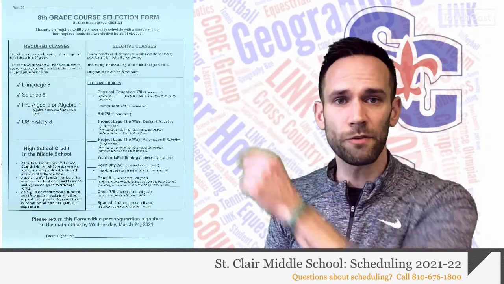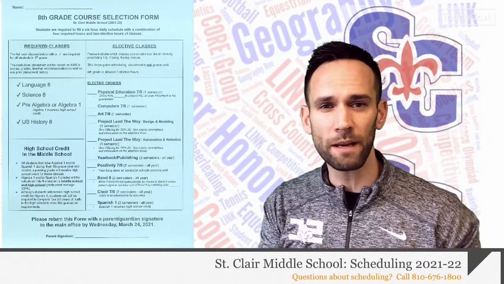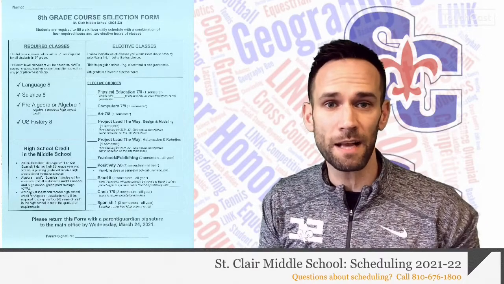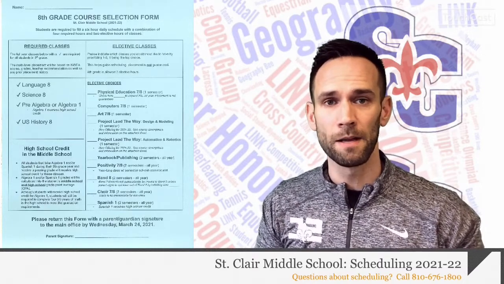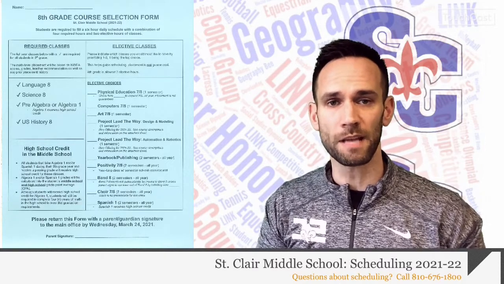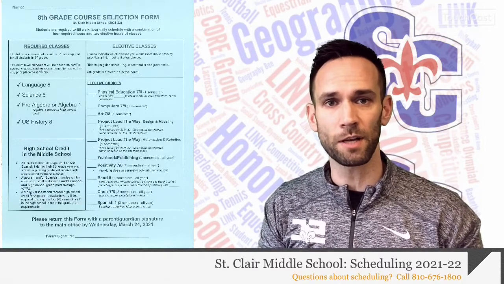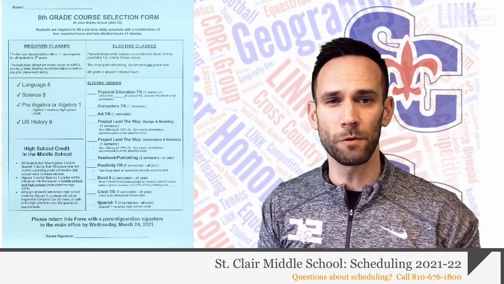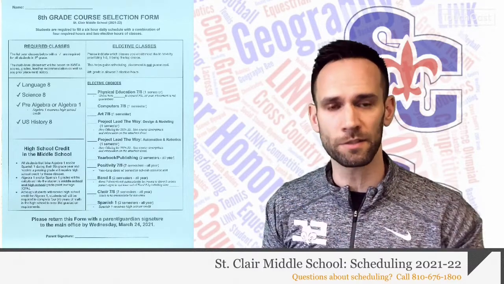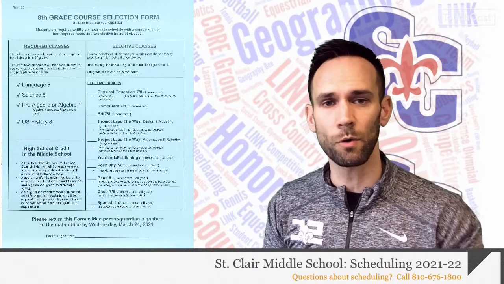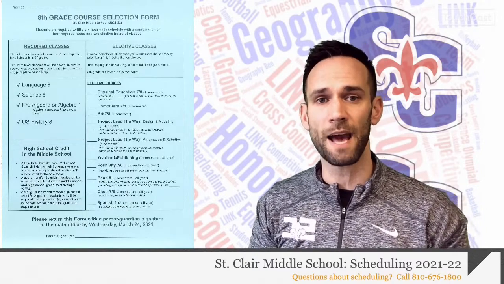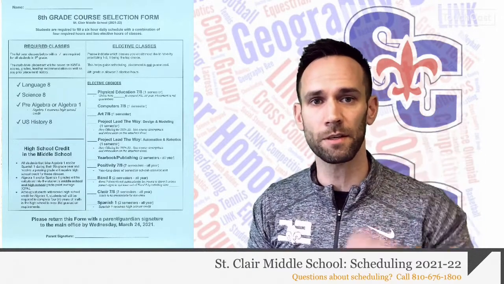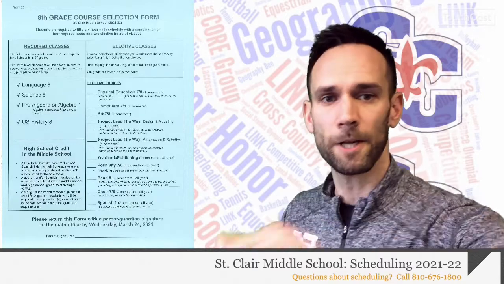Once again, the directions are there. Please don't just check a box. Please rank the classes, as many classes or as few classes as you'd like. 1, 2, 3 as an example of the preference that you want. So if you really want PE as an example, you would put a 1 there. If you want art next, you put a 2 there, and so on and so forth. Okay? So those are the courses that you can select. And remember, your electives must add up to 4 semesters at St. Clair Middle School as an 8th grader.